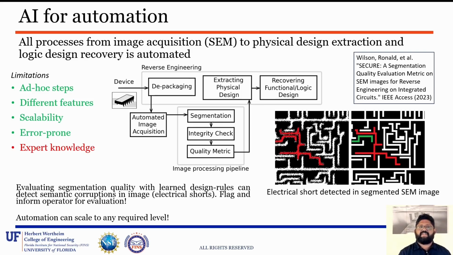Instead, our work investigated the possibility of capturing the design rules of an IC. These rules implicitly capture information about the design that is very similar to the labeled ground truth image data. In our recent work called SeCURE, we developed a self-learning metric that captures design rules from noisy, weakly segmented images, bypassing the entire requirement for ground truth label data.